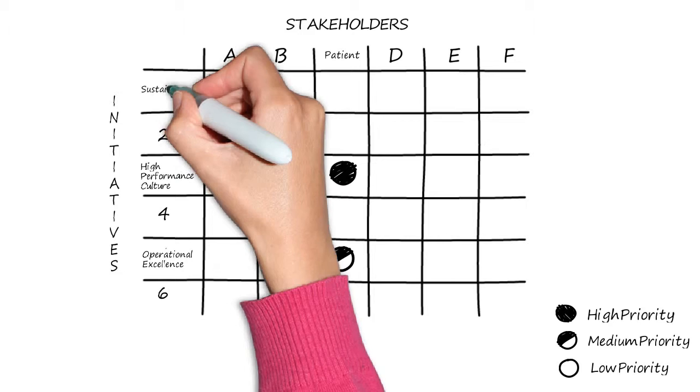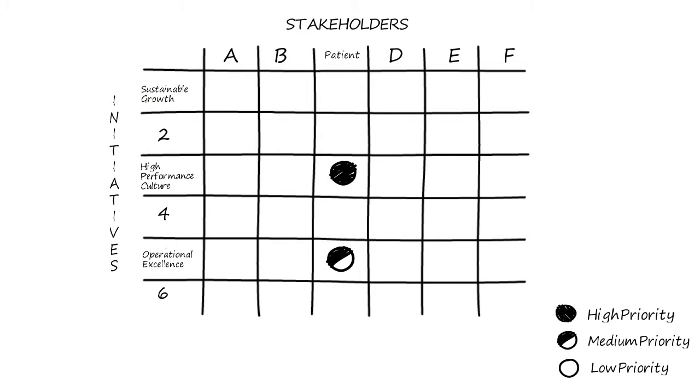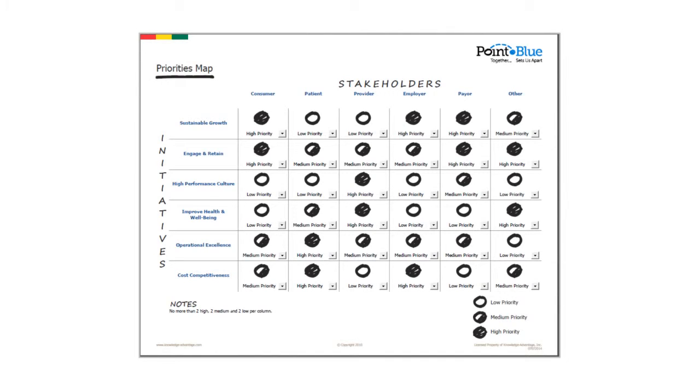Lastly, we'll ask for examples of how they would measure success of each initiative. For the same example, the patient would want to feel as though they've received more than enough attention and have no questions left unanswered. That's all there is to it. So now let's take a look at a real version of a completed Priorities Map.